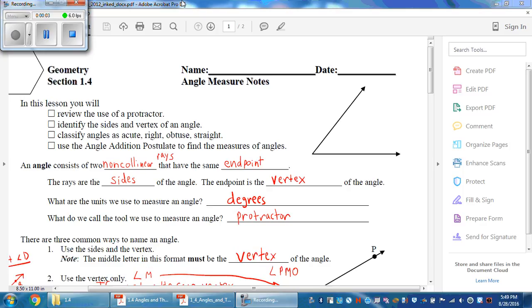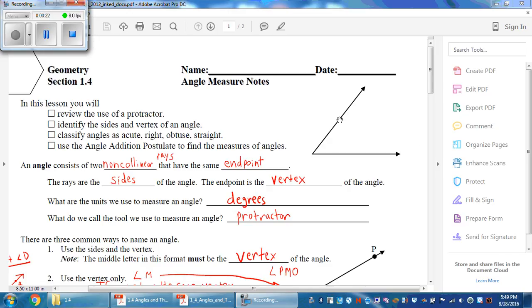Okay, welcome to 1.4 Angle Measure Notes. Here we're going to talk about how to name an angle and how to classify an angle, which are two different things. At any point you need to pause it to write some of this down, go ahead and then come on back. But here's an angle.